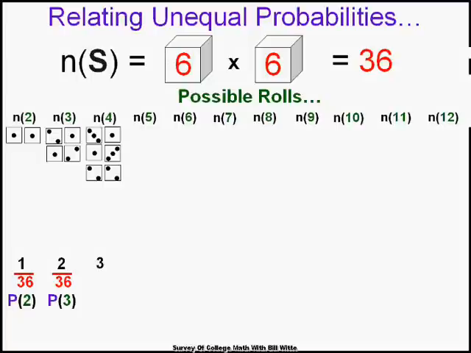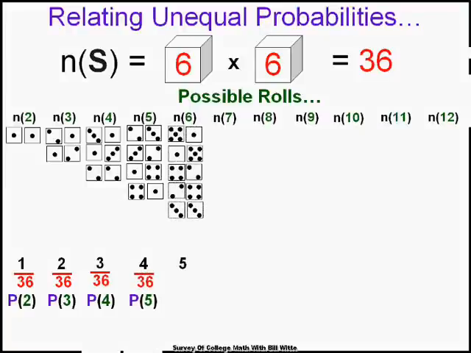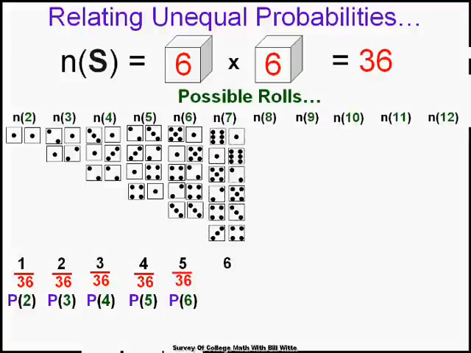There's 3 ways to get a 4. A 3 and a 1, a 1 and a 3, or 2 2s. So the probability of getting a 4 is 3/36. 4 ways to get a 5, as you can see. So that's probability 4/36. Happens to be 5 ways of getting a 6. 3 3, 2 4, 4 2, 1 5, and 5 1. So that's 5/36. 6 ways of getting a 7.